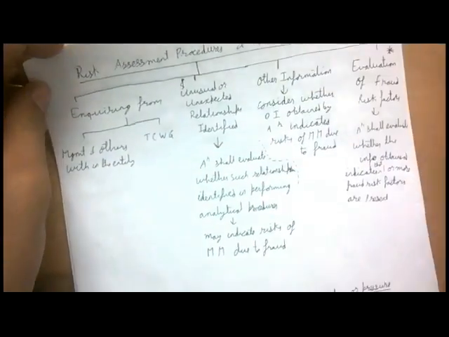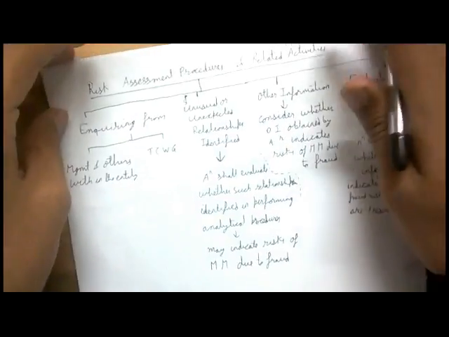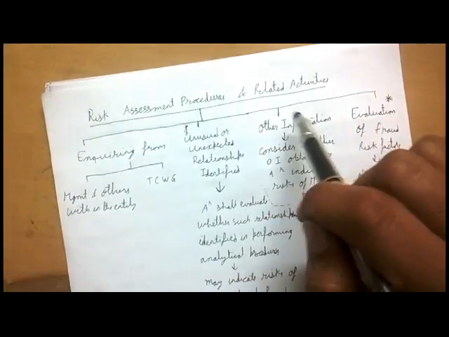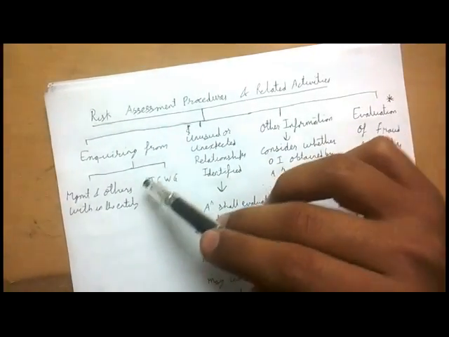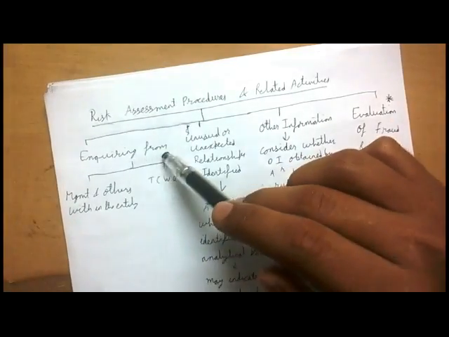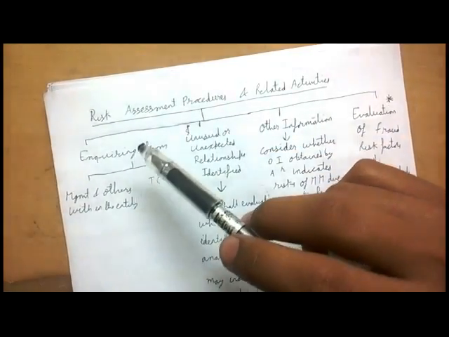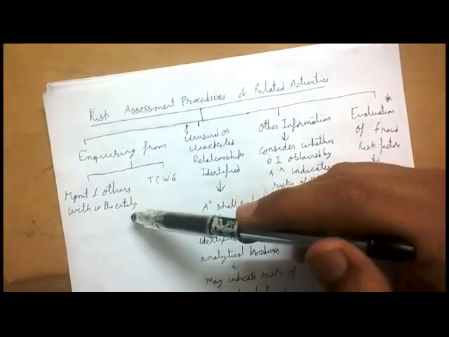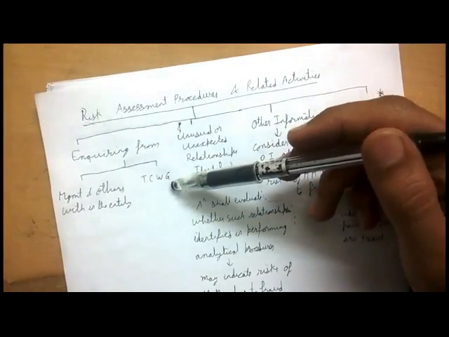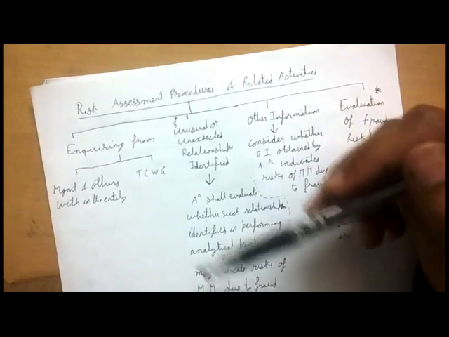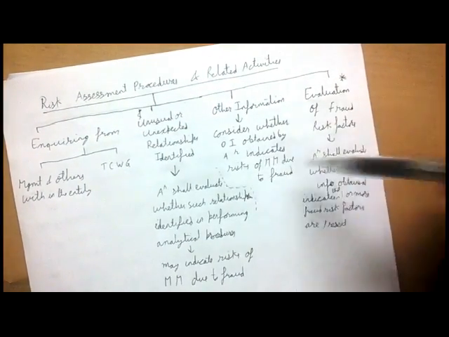And so now we have risk assessment procedures and related activities. We are already 22 minutes into the video, and we're still left with a lot of work to do. Risk assessment procedures and related activities is something which we are going to discuss in detail. These procedures include that you need to inquire from the management and others, and you need to inquire from TCWG. What we are going to inquire, we will be discussing later on after these 3 points.